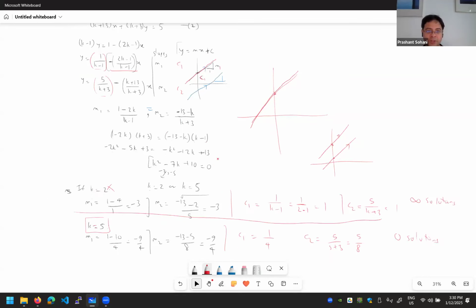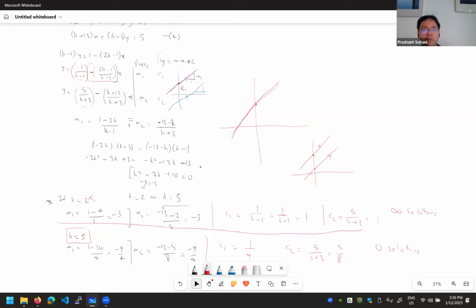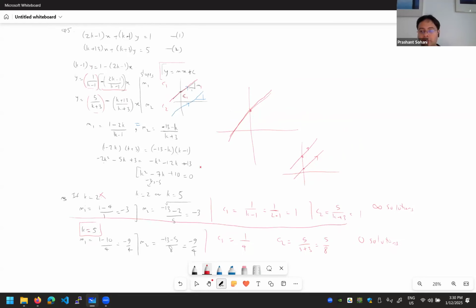Okay, but all of this was based on whether you know this y equal to mx plus c formula, which maybe if you don't know that, then understandably this method is difficult to follow. But yes, somebody else has a different method.